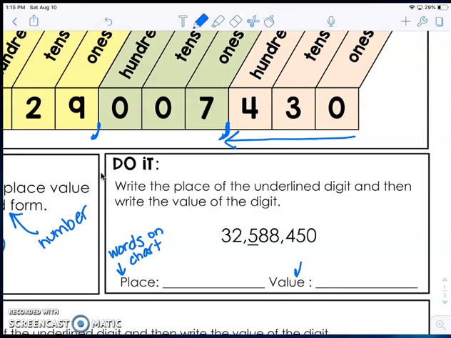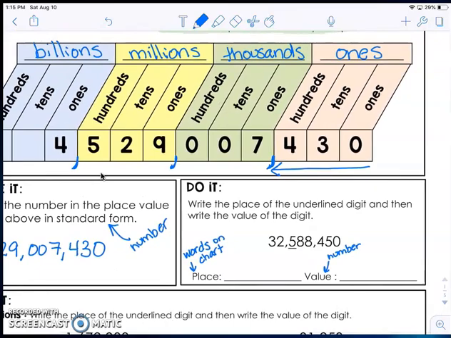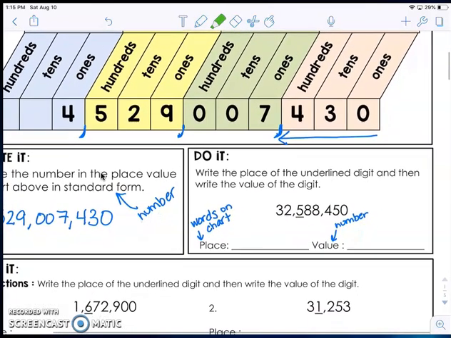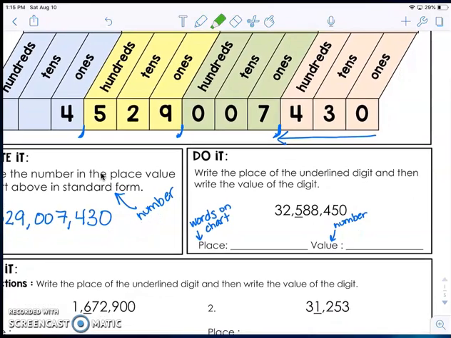Okay, and this is going to be a number value. So I want you to pay attention to those 2 words because it's important that we know that. So let's look here. We are trying to identify the place and the value of that 5.